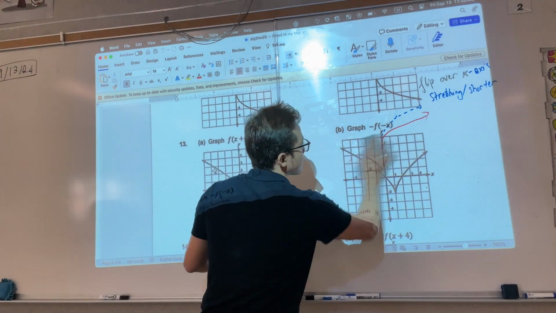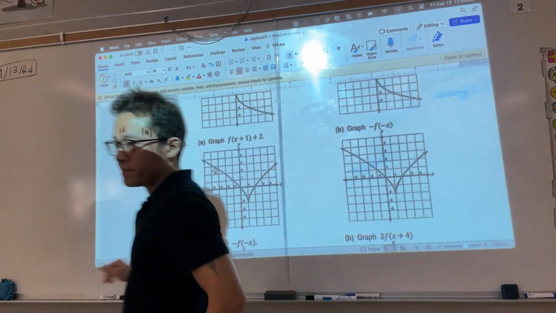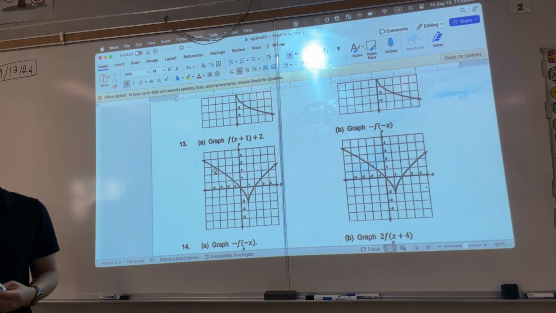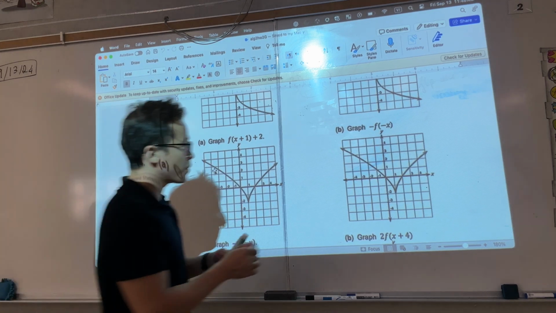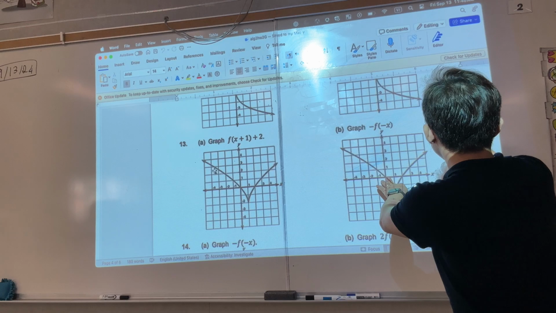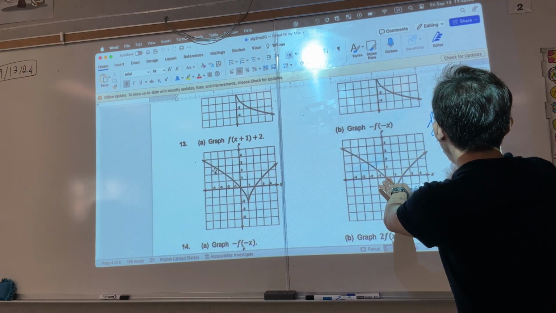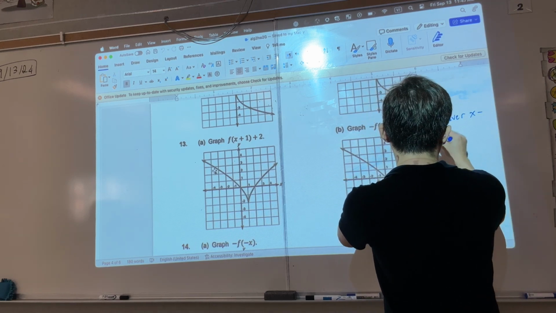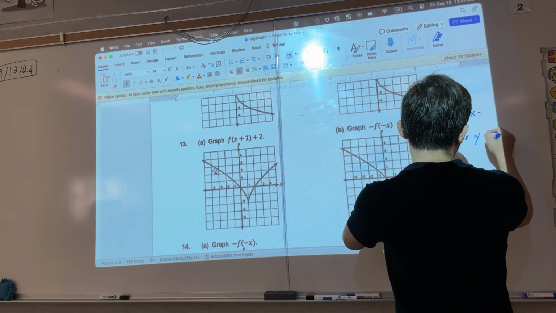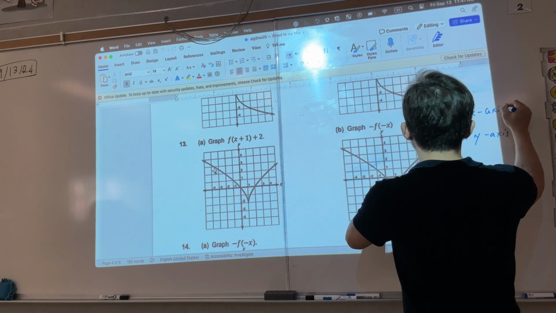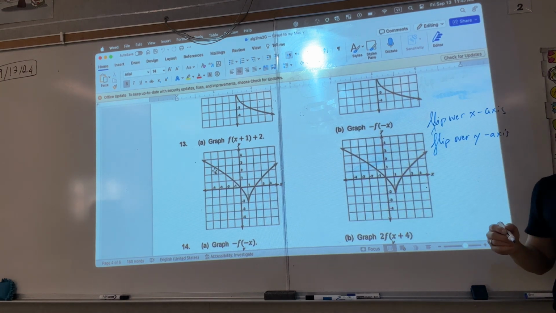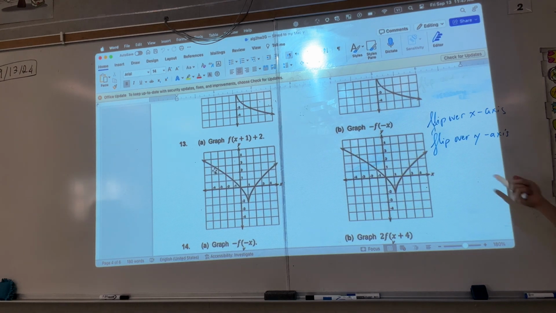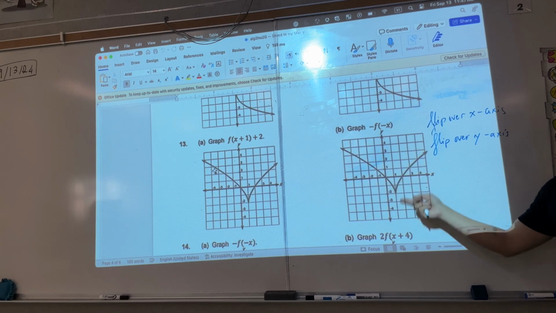13B. What kind of move? Flip? How many flips? 2 flips. So, flip over x, and flip over y, right? Which one do I need to do first? Or it doesn't matter? It doesn't matter, okay? They're both flips, so you don't need to worry which one to do first. I'm going to do flip over the x first. I think that's easy, yeah?